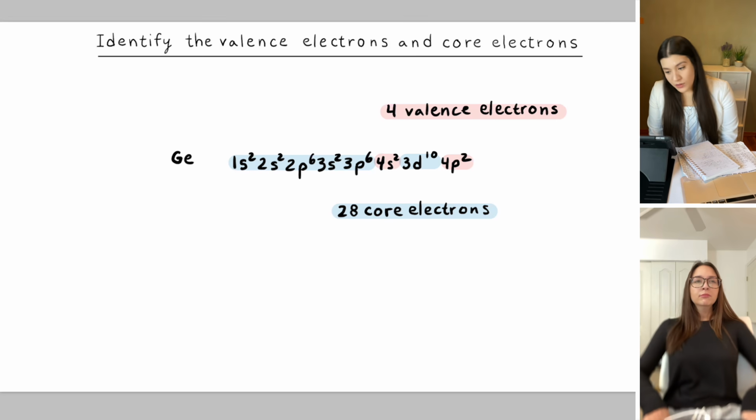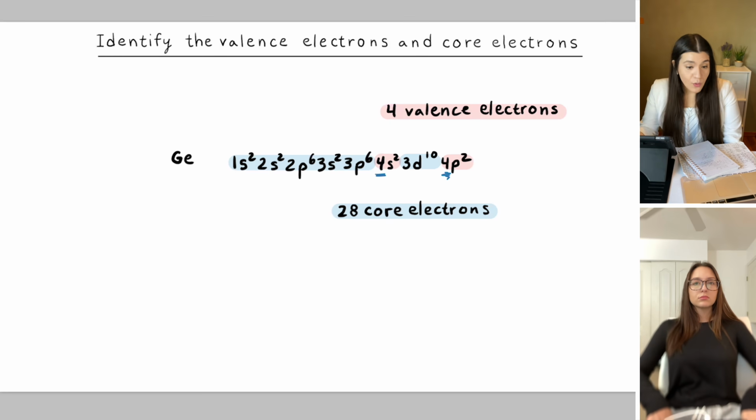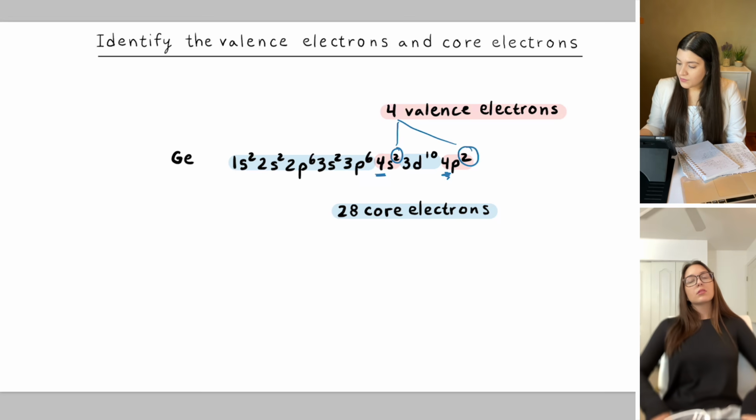How we find them from the electron configuration is this way. We look at the actual n value, the integer, and find the highest one, which in this case is 4. Then we add those electrons together, and that's where I got 4. If we had only 5s2 and that was the highest, then my only valence electrons would have been 2.